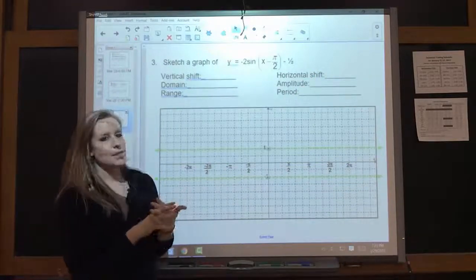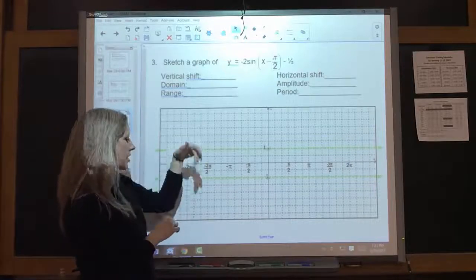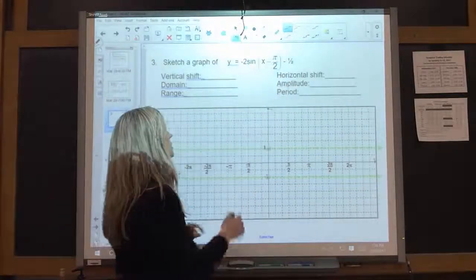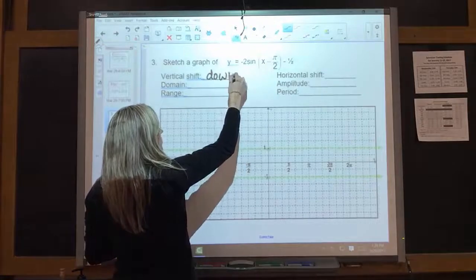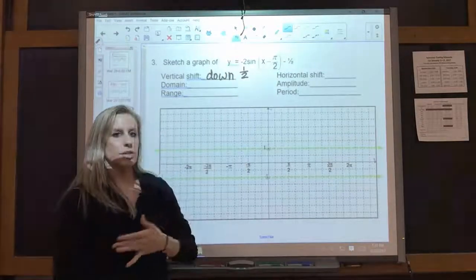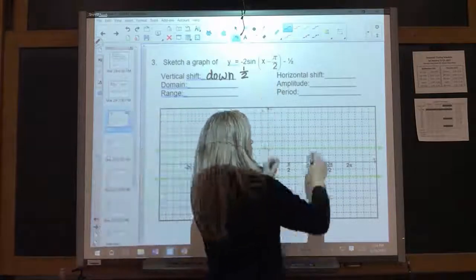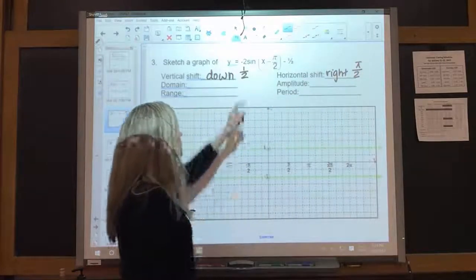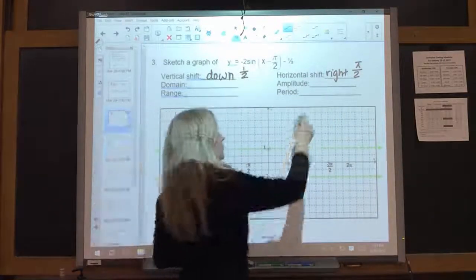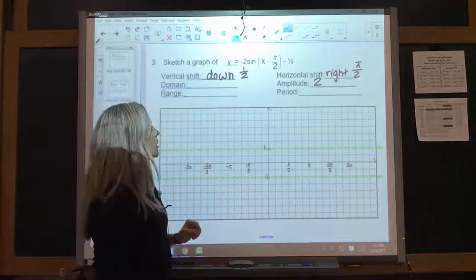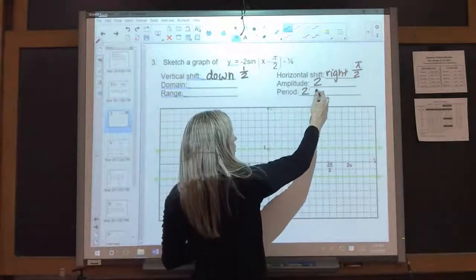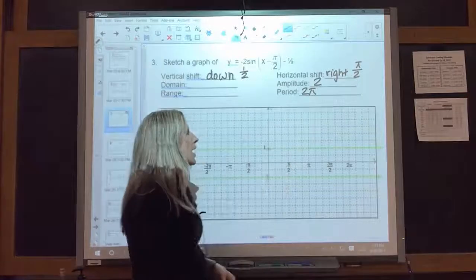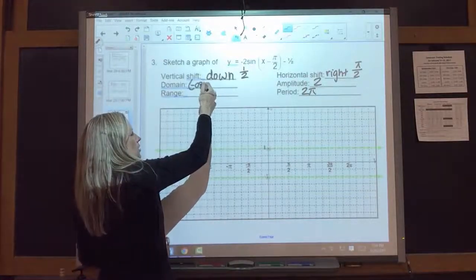On number 3, we have a sine function. Let's go to answer our questions. See, we have a vertical shift. It goes down half a point, so it goes down 1/2. Horizontal shift, left and right, it's going to go to the right, pi over 2. My amplitude is going to be 2, a positive 2. Your amplitude will always be positive. My period is going to be 2 pi over the number in front of x, which here we don't have a number, so it's just 2 pi. Your domain is all real numbers.